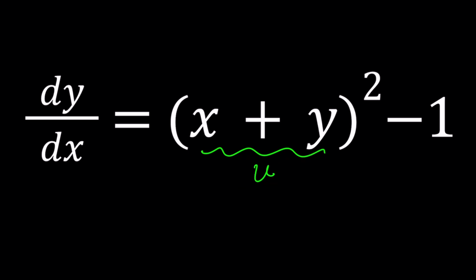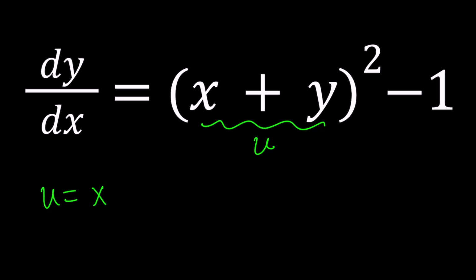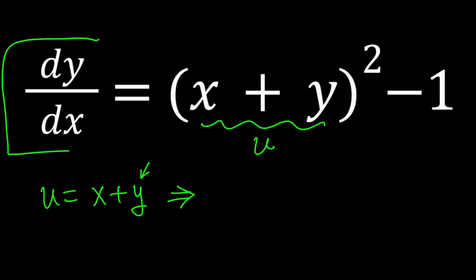So x plus y is equal to u. And from here, we can differentiate both sides. Notice that y is a function of x, so we can talk about dy over dx, which is the derivative of y with respect to x, right? And u is also a function of x because we're adding x to a function of x. Make sense? Now, if you differentiate both sides here, you get u prime equals 1 plus y prime.